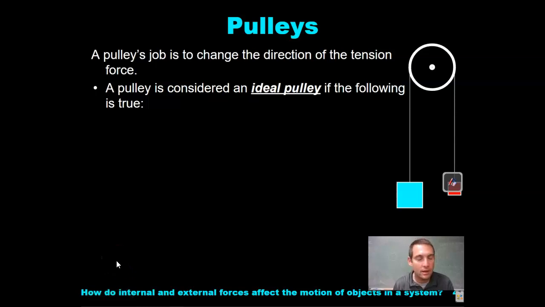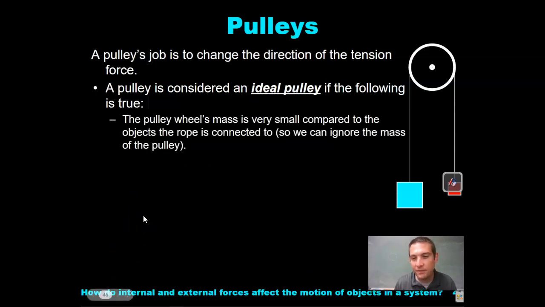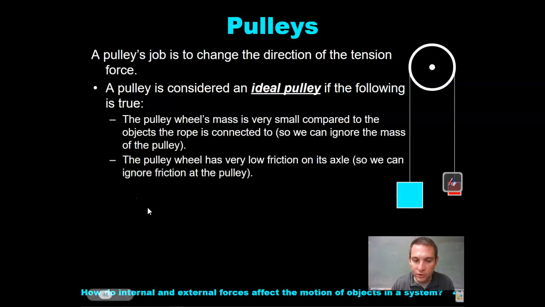Please stick this definition into your memory. An ideal pulley is massless, so the mass is very small compared to the objects on the rope that it's connected to. So we can ignore the mass of the pulley. Also, the wheel has very low friction on the axle, so we can ignore friction at the pulley. If we cannot ignore mass or friction, then this turns into an entirely different problem. It's the same situation, but we're going to have to use different strategies to solve it. Strategies we are not equipped for at this time.